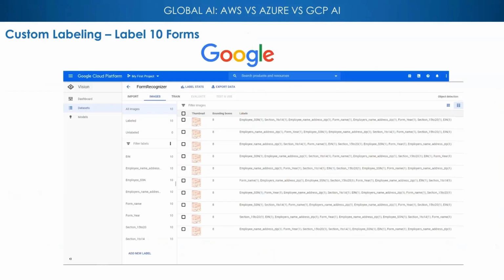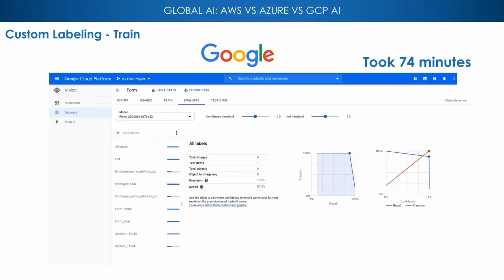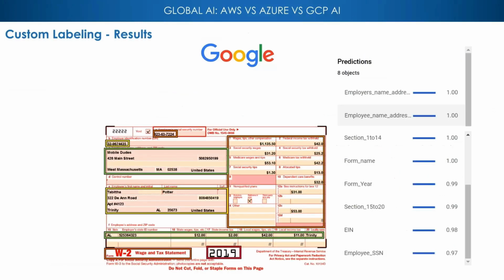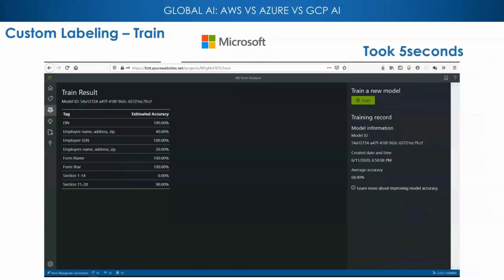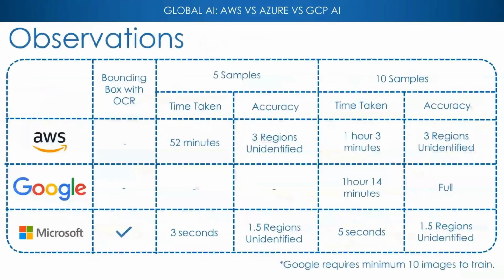Amazon can work with 5 samples as well as 10. Google needs at least 10. At least then, in 2020, it needed 10 forms to even start doing the training. And Microsoft, of course, could do 10 as well as 5. And one of the things we really liked with Microsoft was it only took 5 seconds for 10 forms. And their tool was pretty incredible because you could actually get a lot more data from this tool while you're doing it, and it's gotten a lot better.